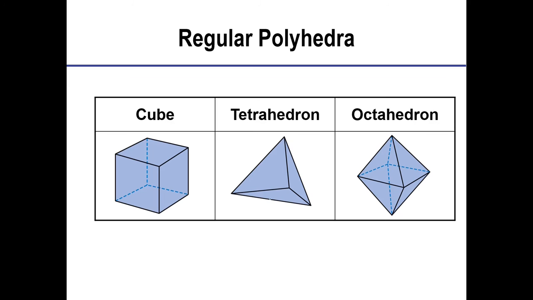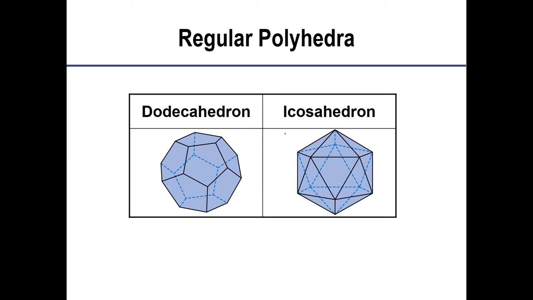A tetrahedron is a pyramid in which all of the faces consist of congruent triangles. We have an octahedron here, where all of the faces consist of triangles that are congruent. And if you count the faces, there are 8 faces. Hence the prefix octa.